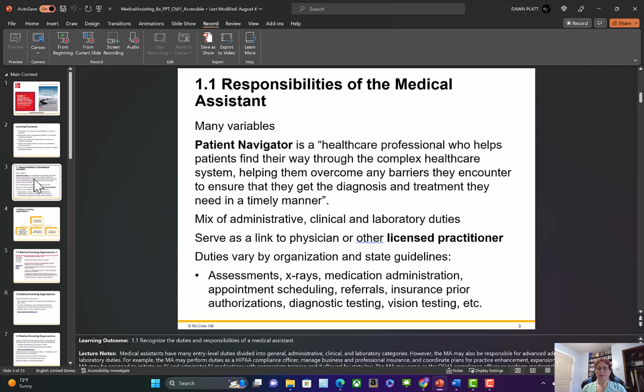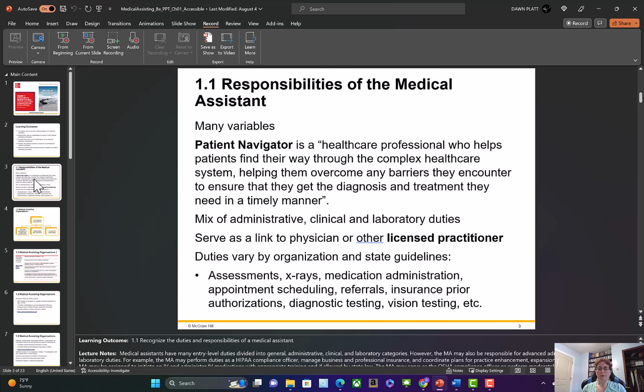The medical assistant assists other licensed healthcare professionals in providing care to the patients. These licensed healthcare professionals include a physician, a physician's assistant, or even a nurse practitioner.